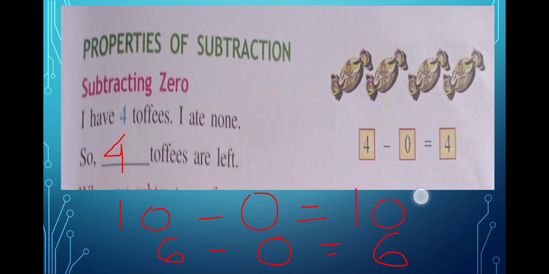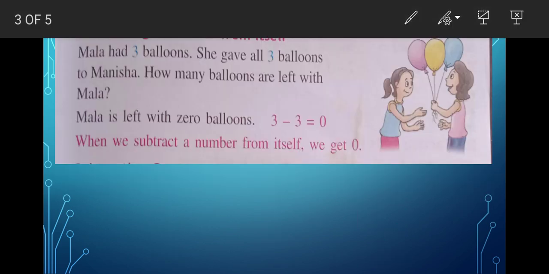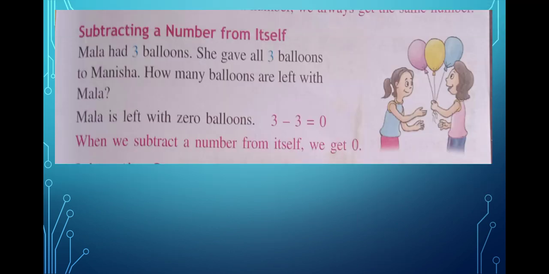Okay, so now the second property we are going to do here is subtracting a number from itself. Okay, look at the picture. Mala has 3 balloons. Okay, this is Mala. She is having 3 balloons. She gave all 3 balloons to Manisha. So she is giving the balloons to Manisha. How many balloons are left with Mala?